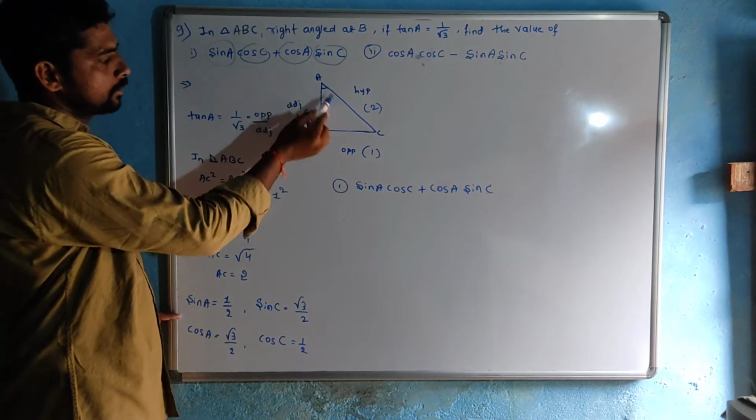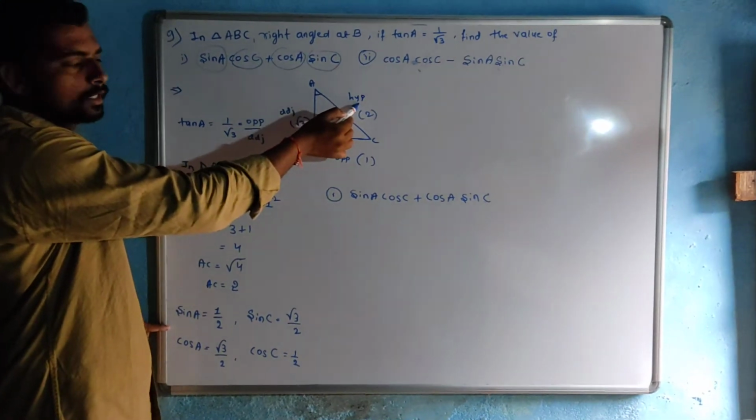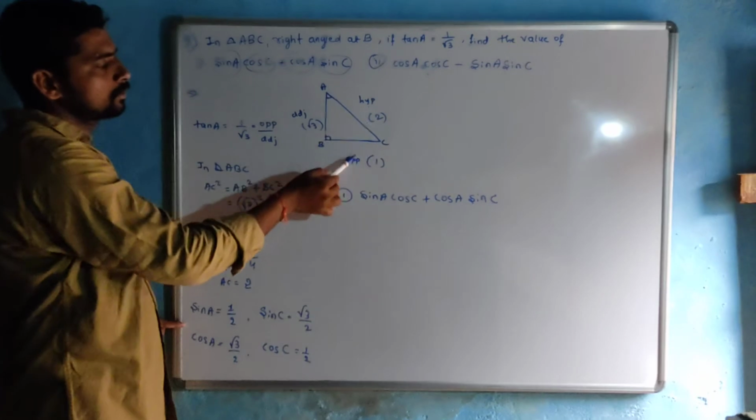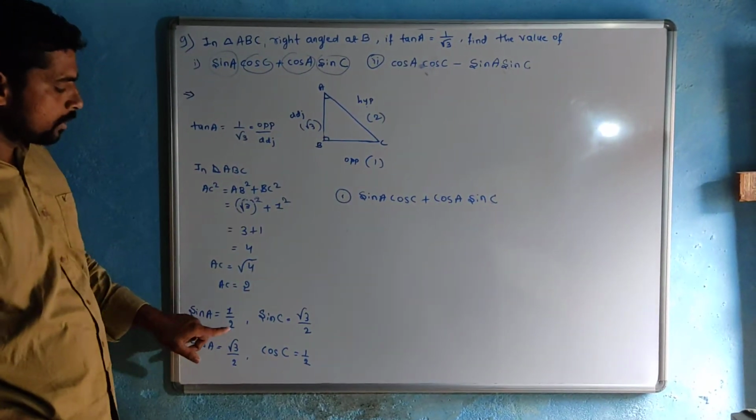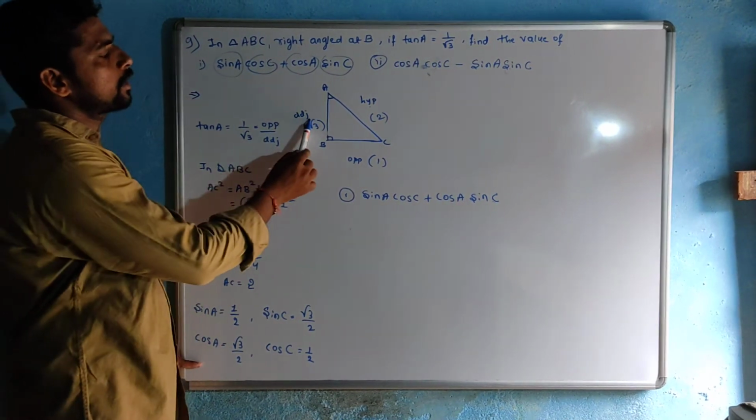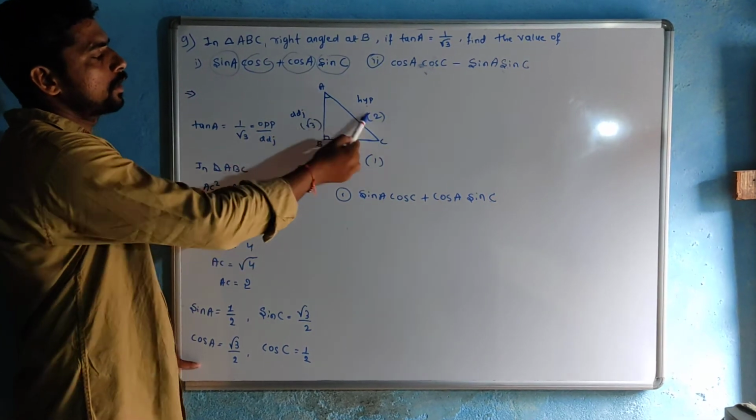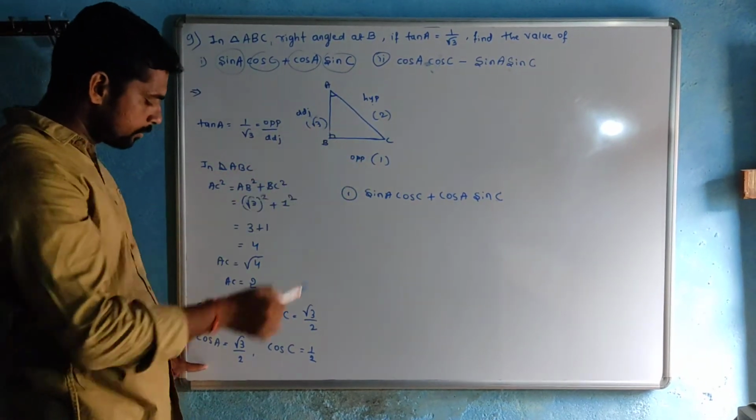See here, first sin A. Angle A, sin A. This is the opposite side, this is the hypotenuse side. Opposite by hypotenuse, therefore 1 by 2. And then cos A. Cos A is the adjacent by hypotenuse. Already you know, adjacent by hypotenuse, therefore root 3 by 2.